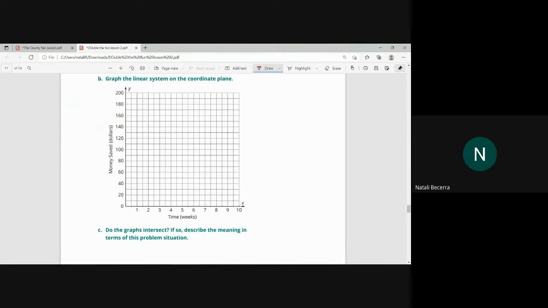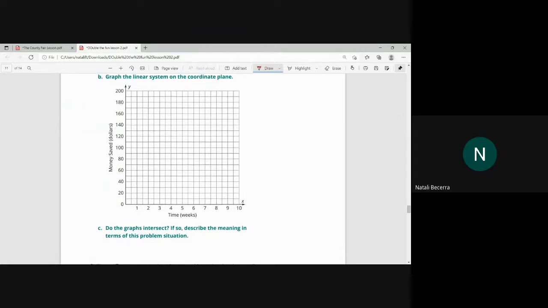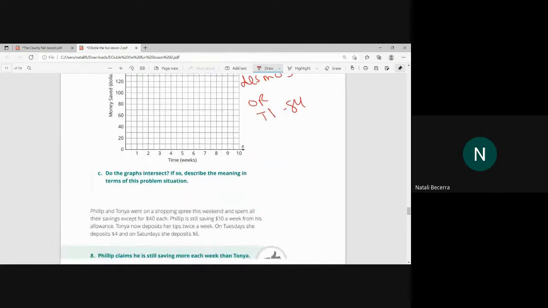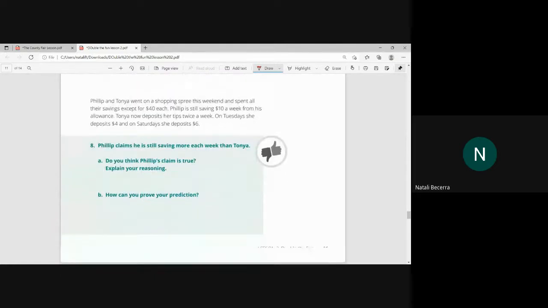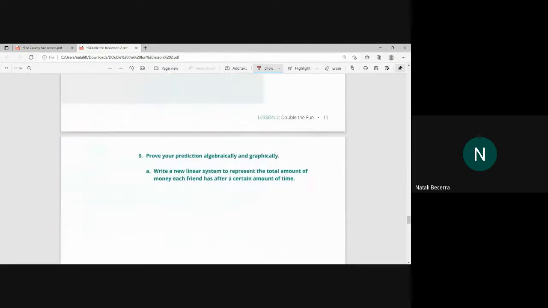All right. So for this one, graph the linear system on the coordinate plane. So this one, do on Desmos. You're going to graph the two equations that we came up with. Desmos. Or TI-84. So you can do it either on your calculator or Desmos, whatever you prefer. All right. So moving on.